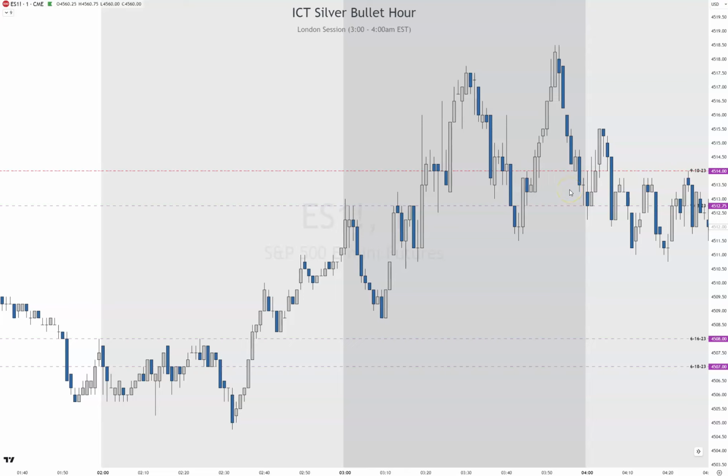Today I want to go over the London Silver Bullet for Wednesday, September 13th.